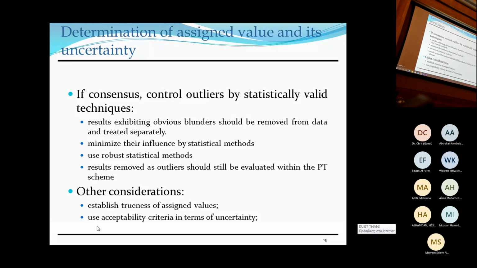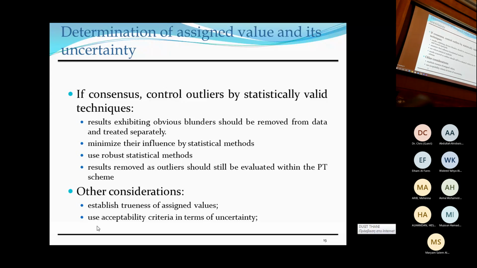If consensus values are used, outliers have to be controlled by statistically valid techniques. So anything that looks like an outlier has to be excluded from the calculation of the consensus value. Obvious blunders should be removed. If possible, minimize the influence by using statistical methods, use robust methods. All of these are tools that can be used to control outliers.